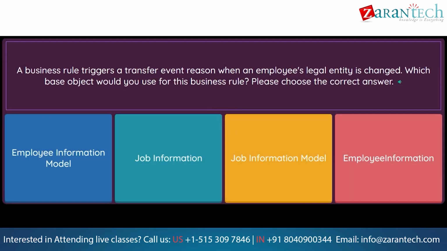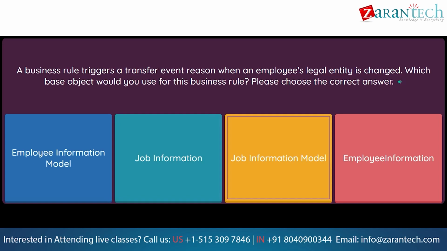Question: a business rule triggers a transfer event reason when an employee's legal entity is changed. Which base object would you use for this business rule? Please choose the correct answer. Option 1 Employee Information Model. Option 2 Job Information. Option 3 Job Information Model. Option 4 Employee Information.